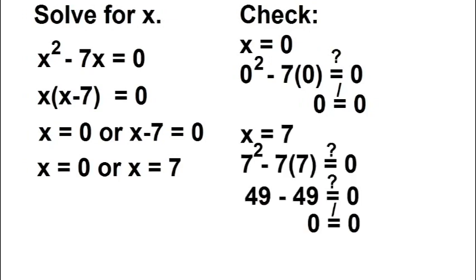For x equals 7, is 7 squared minus 7 times 7 equal to 0? Is 49 minus 49 equal to 0? 0 is equal to 0. True.